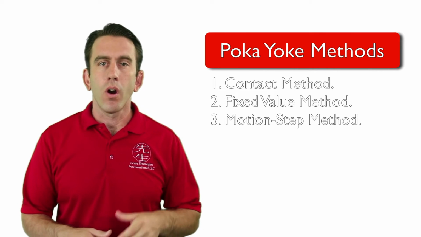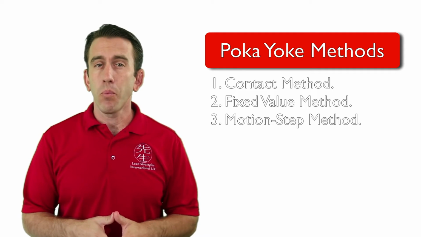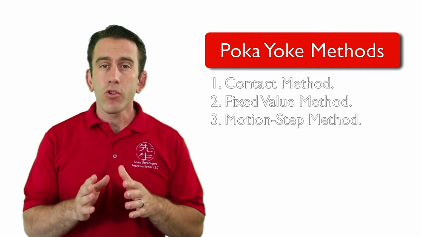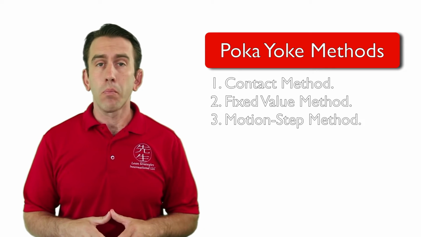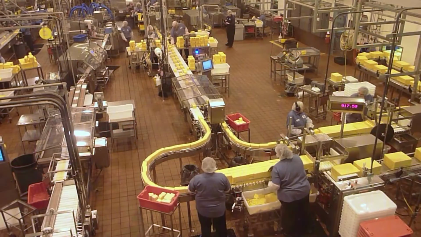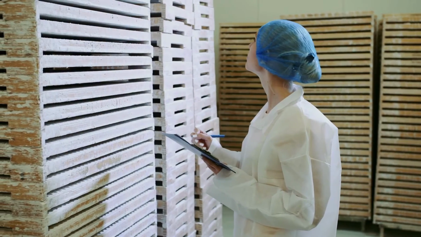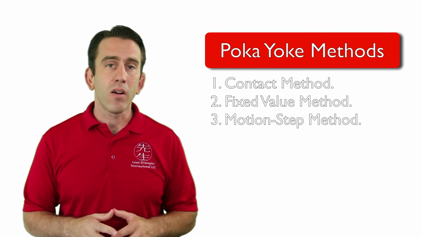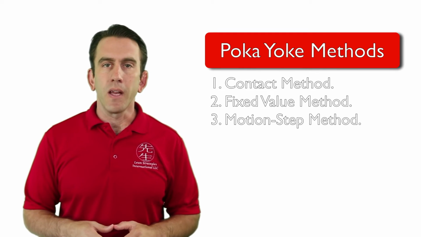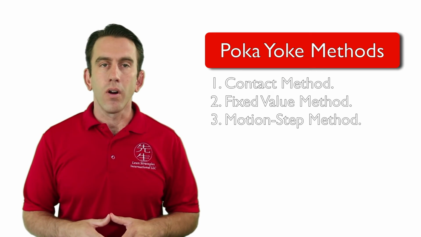The three most well-known methods used in Poka-yoke are the contact method, fixed value method, and the motion step or sequence method. Each of these three methods can be used to warn an operator or to control a process. In addition, they can be used at the source for inspection or in the informative inspection format. But how do these different methods sense that an error may occur? How do they sense that something is not right or that an abnormal condition is about to occur?